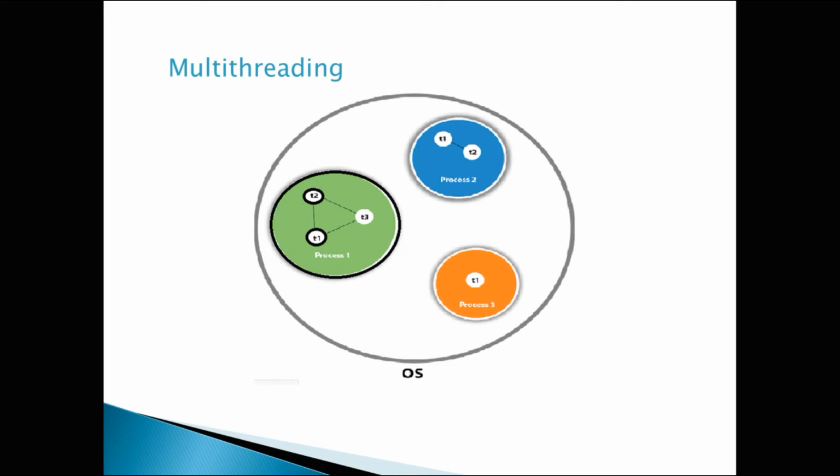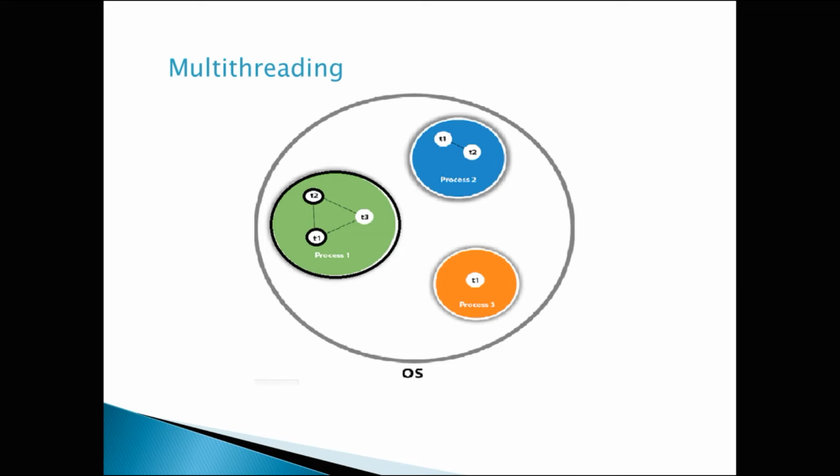Now, multithreading. How will multithreading be handled by the operating system? The operating system provides multiple processes. Under a process, multiple threads will be created, and all the threads will execute independently. If any exception occurs in one thread, it will not affect the other threads.